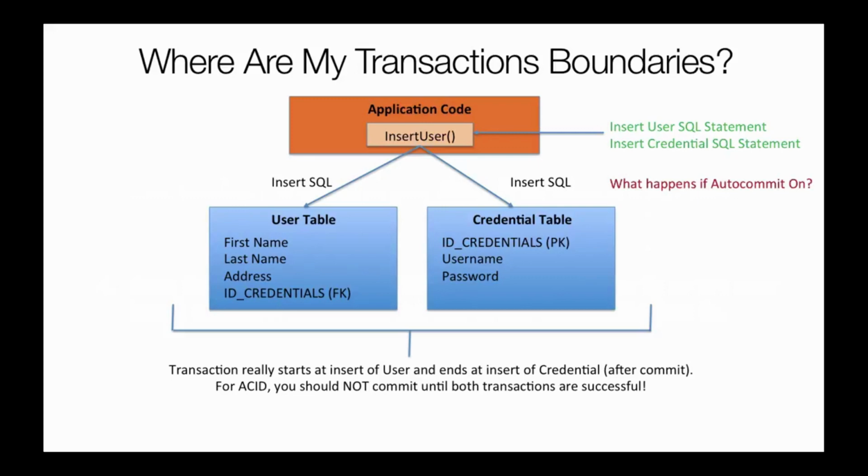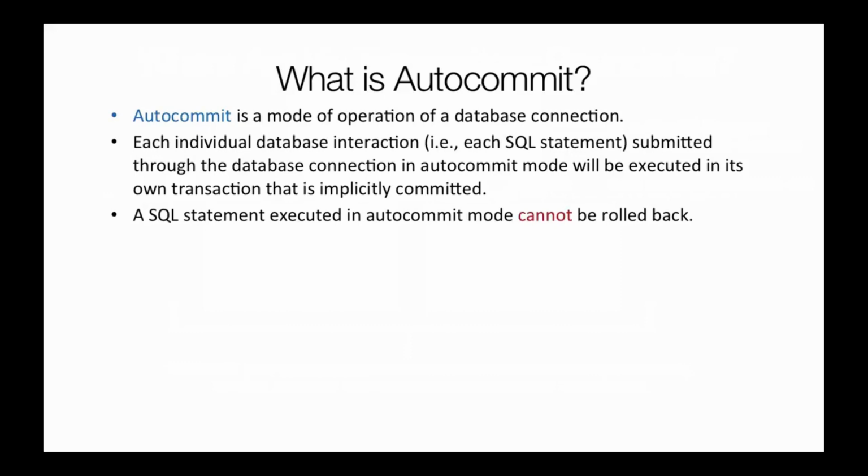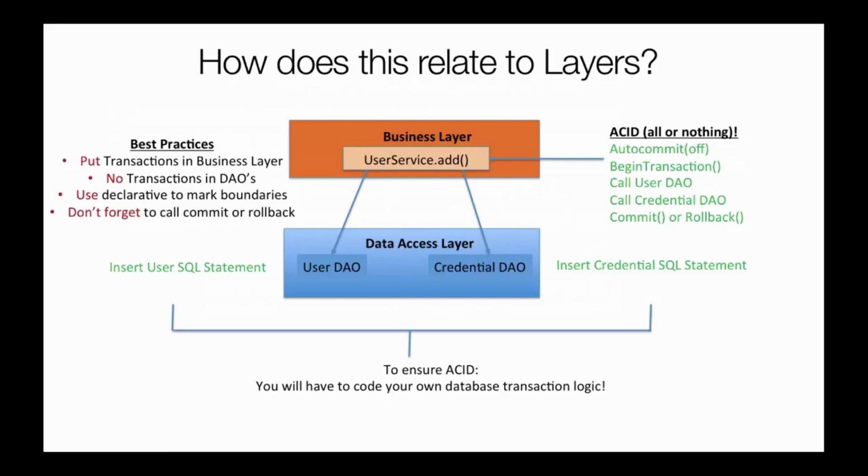You make sure that you have both tables update together or not at all, because if you have what they call auto commits turned on, your user table might get the new user, but the credentials table might not. So auto commit is a process that we're going to look at and actually turn it off when we get to our coding.